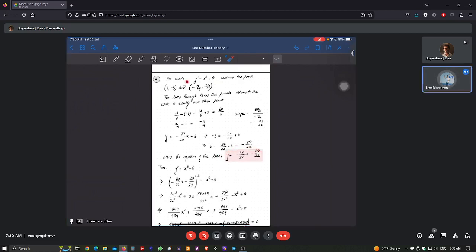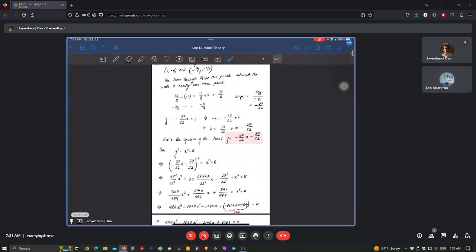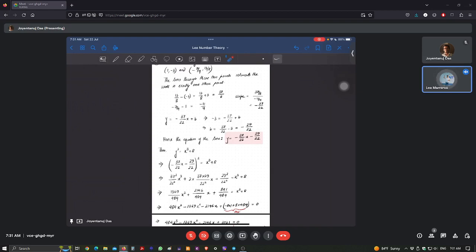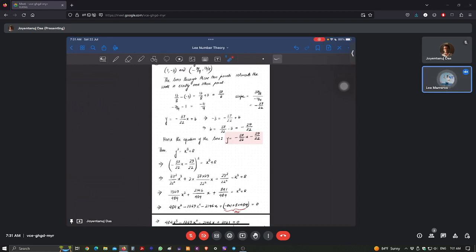So these 2 points lie on the curve, and we have found the line that joins them. They are asking for where it intersects one more point on the curve. So the line passing through these 2 points intersects the curve at 3 points in total. That's why we got a cubic equation. So x minus 1 will be one factor, and the other factor would be x plus 7/4.